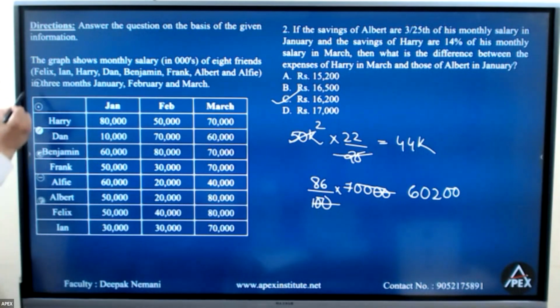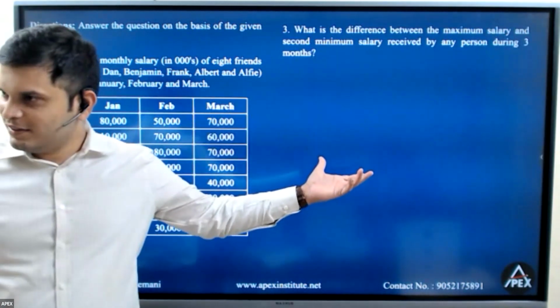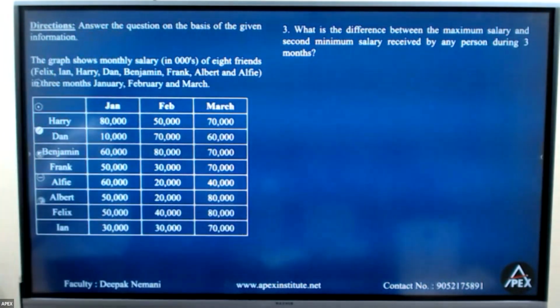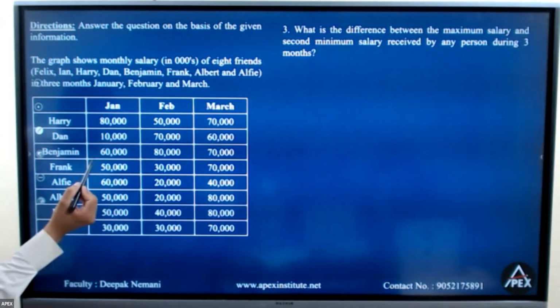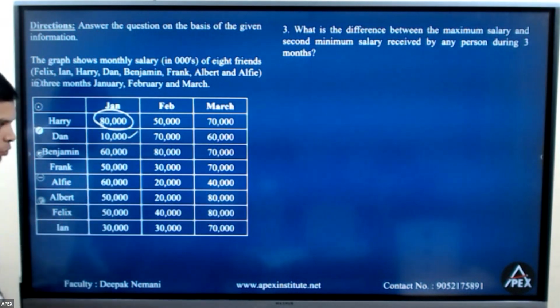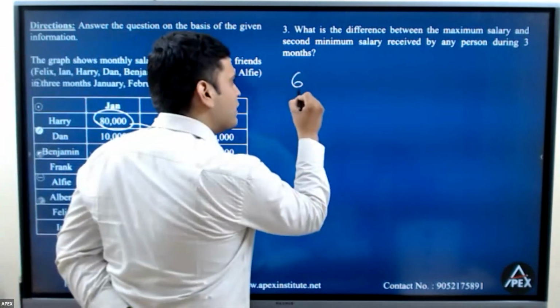Now coming to the third question. I'm saying this because I also made a mistake on this question. Did you? The same mistake? Okay. What is the difference between maximum salary and second minimum salary received by any person during 3 months? Maximum is 80,000. First minimum is 10,000. Second minimum is 20,000. 80,000 minus 20,000, 60,000.